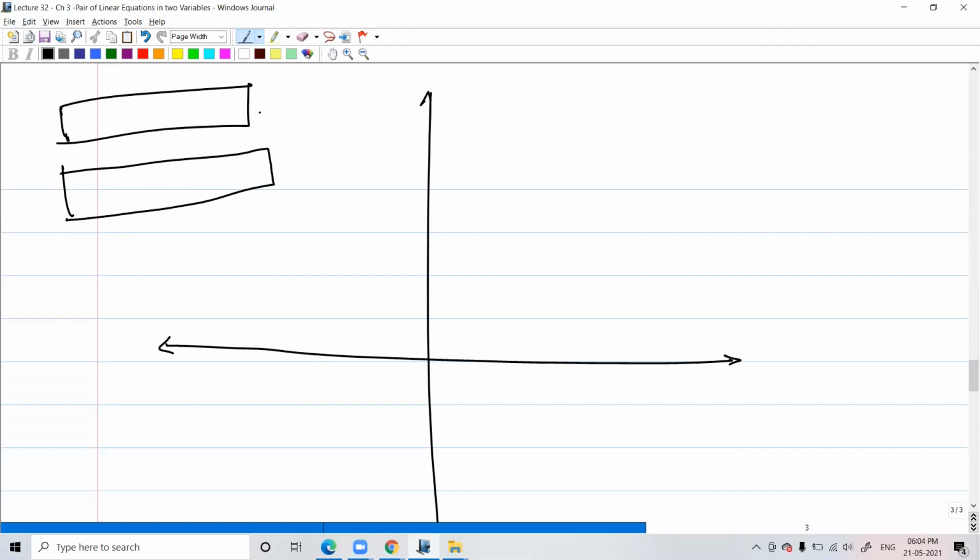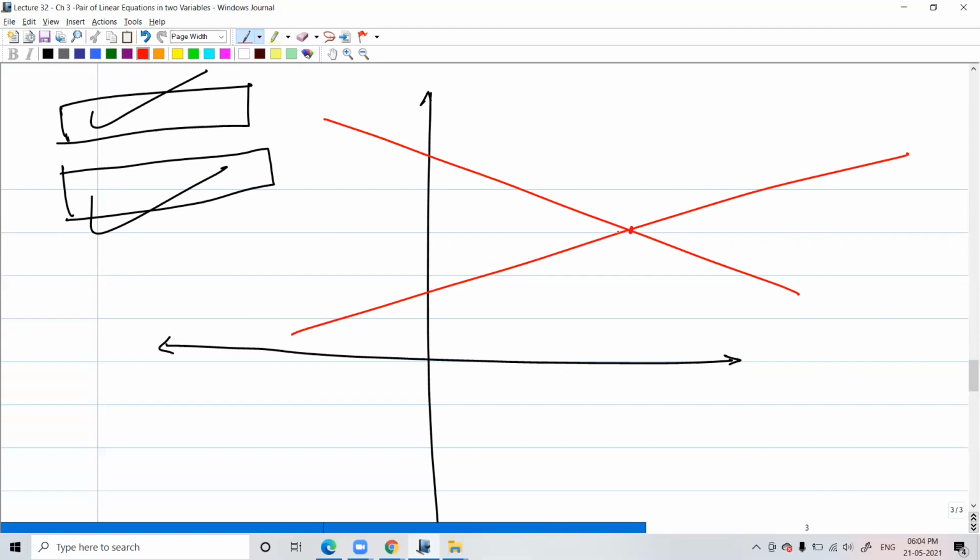So both these equations, when you plot them on the graph, they will be straight lines, correct? They're going to be straight lines. This is going to be one straight line. This is going to be another straight line. Now, there is a possibility that those two straight lines will meet like this at some point. So let's say this is a graph of the equation 1. Let me write it as. And this is your equation 2.